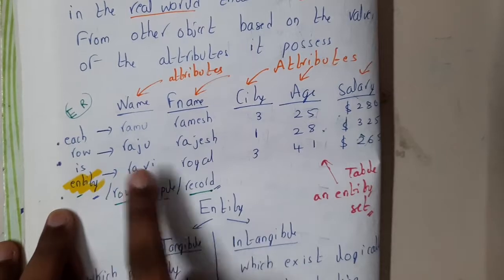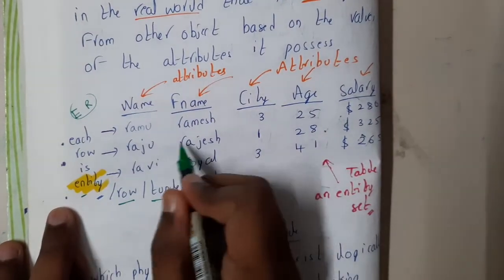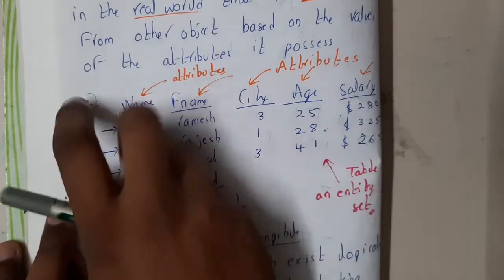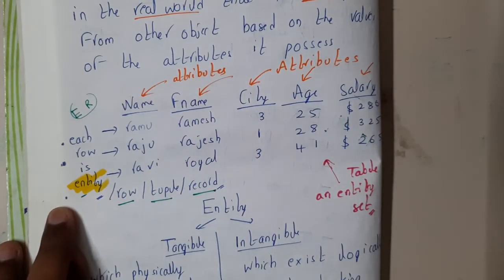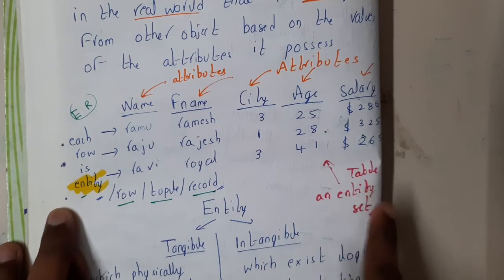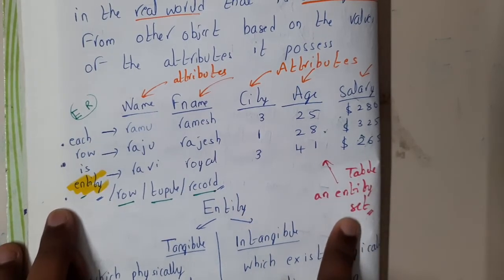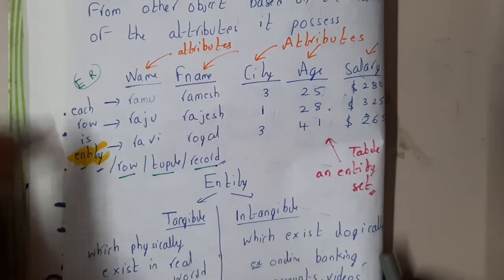Now you understood, right? These are the entities I told you about. This is a collection of entities. In simple words, a collection of entities is nothing but an entity set, guys. Got it? Now you understood what exactly this is.